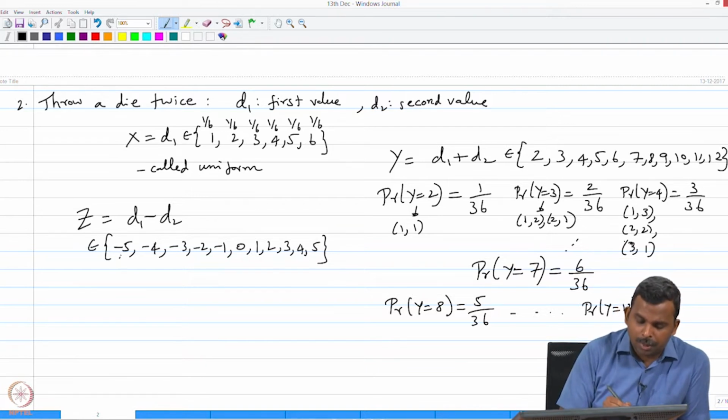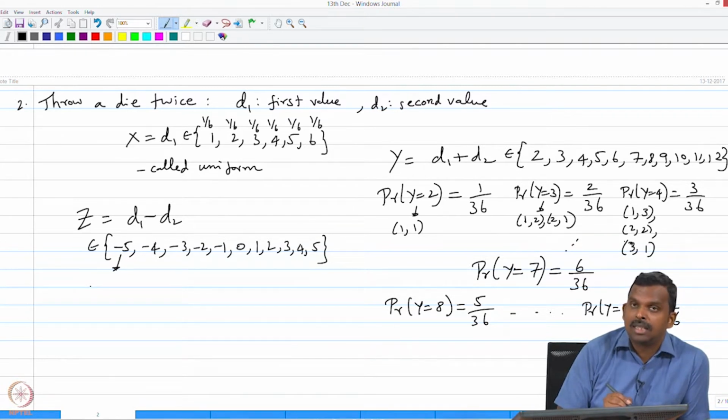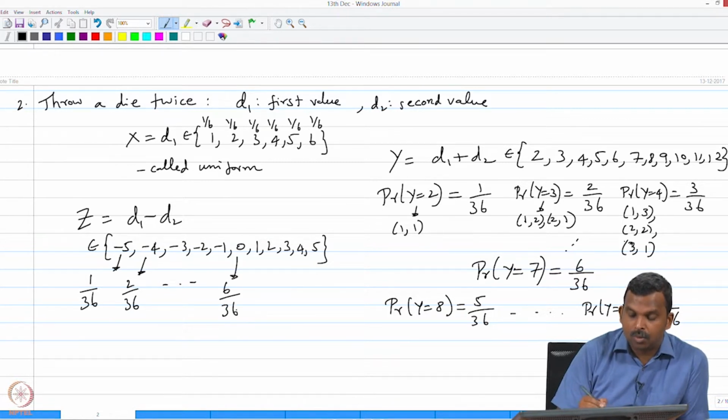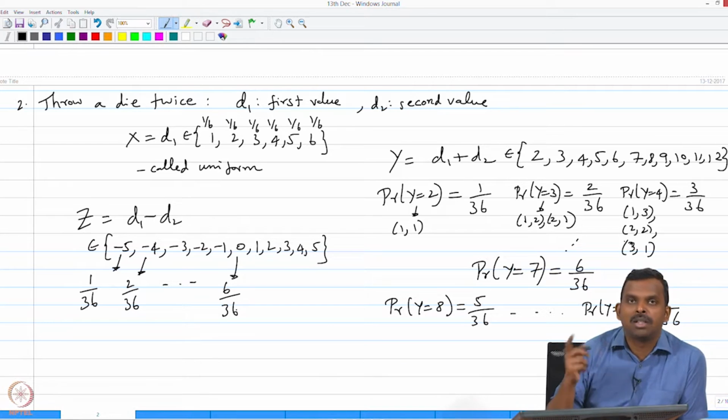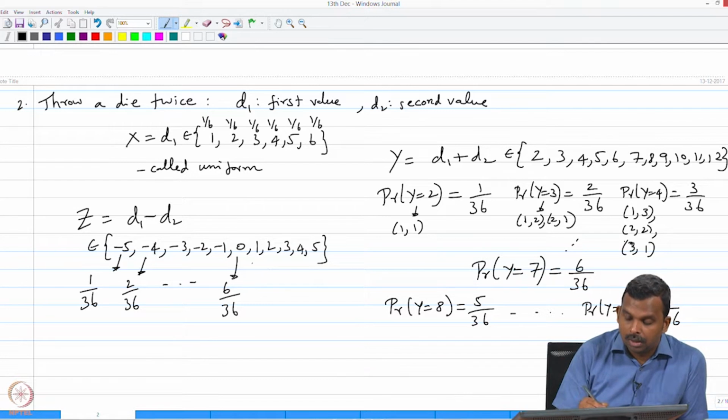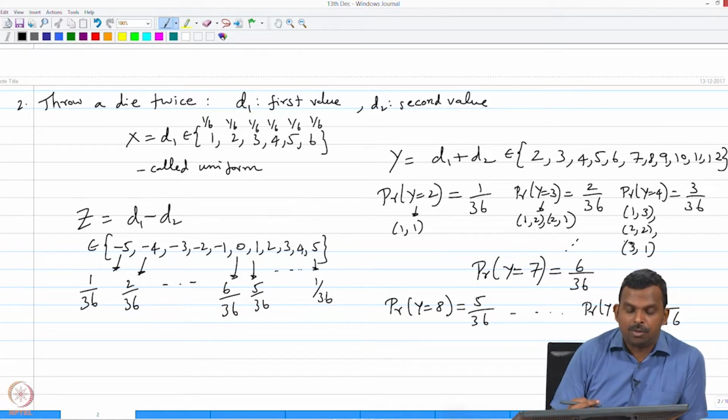So, what will be the probability of this? If it has to be minus 5, the first toss has to be 1, the second toss has to be 6. So, that is just 1 out of 36 possibilities. What about minus 4? You could have 1 and 5 or 2 and 4. So, that is 2 by 36. All the way till for 0, you will actually have 6 by 36, because you can have 1 comma 1, 2 comma 2, 3 comma 3, 4 comma 4, 5 comma 5, 6 comma 6, all 6 possibilities and then it will start falling down. This will be 5 by 36 and then all the way to 1 by 36. So, this is the kind of distribution you will get.